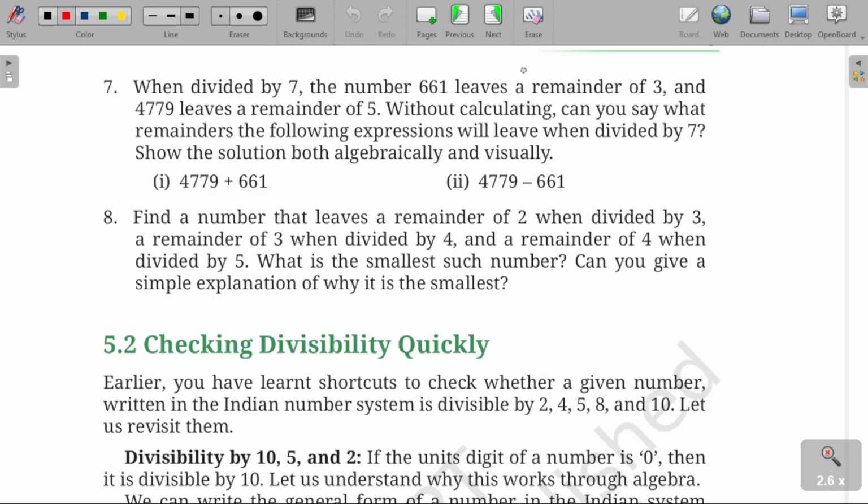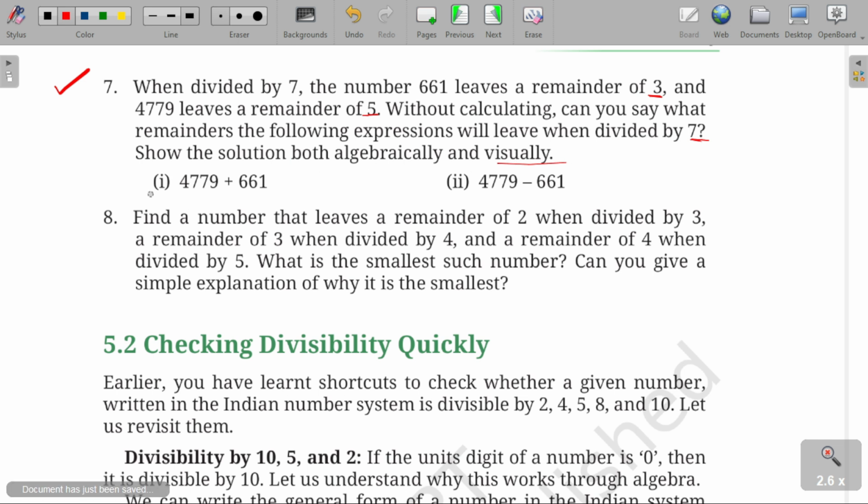Moving to next question. Question number 7. When divided by 7, the number 661 leaves a remainder 3, and 4771 leaves a remainder 5 when divided by 7. So without calculating, can you say what remainders the following expressions will leave when divided by 7? Show the solution both algebraically and visually.